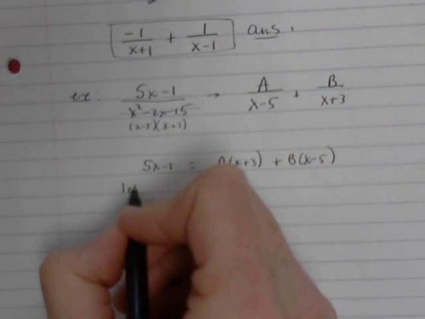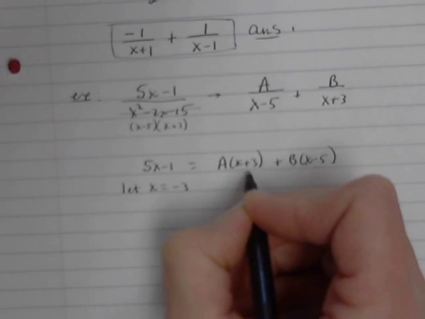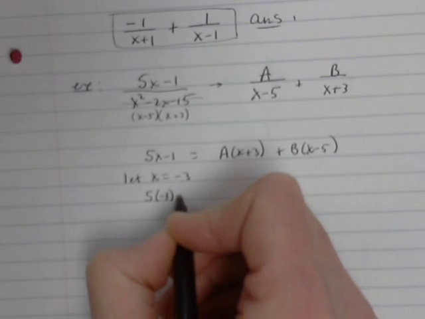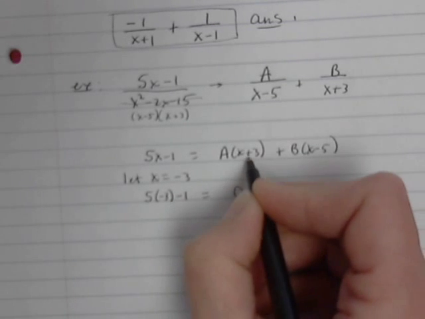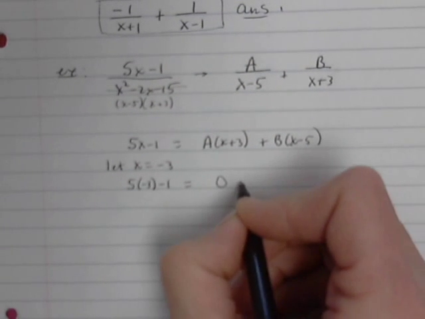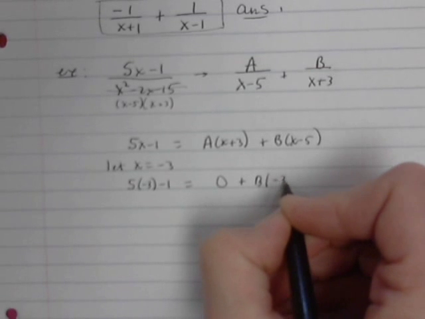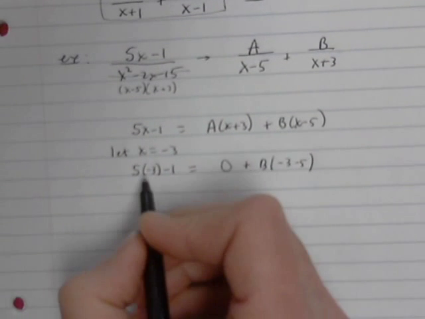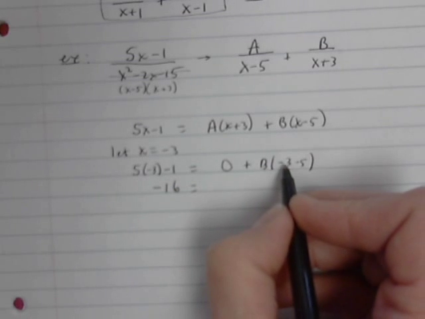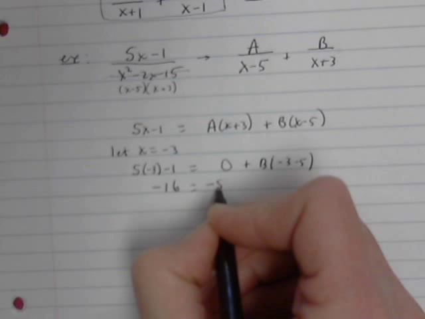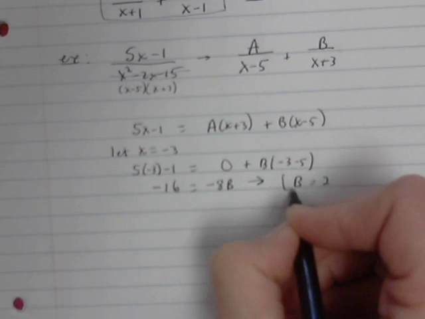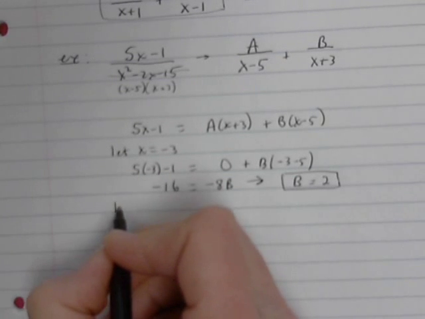So if we let x equal negative 3, that'll go away. So we have 5 times negative 3 minus 1 is equal to 0. I'll just put a 0 in because I've done it so many times. I know this is going to 0, plus b times negative 3 minus 5. See, this is negative 15 minus 1, which is negative 16, and negative 3 minus 5 is negative 8. Divide both sides by negative 8, and you get b is equal to 2.